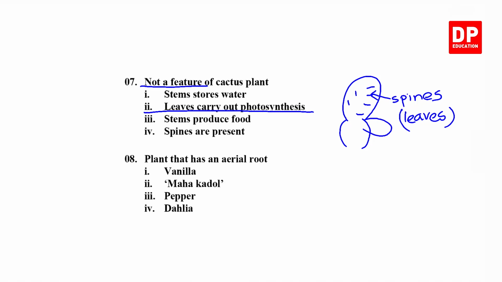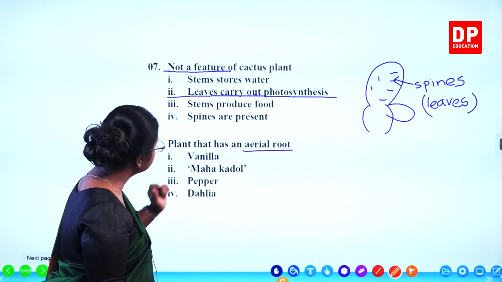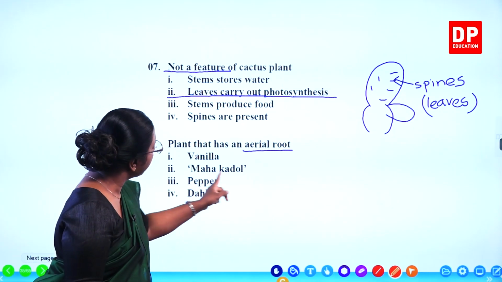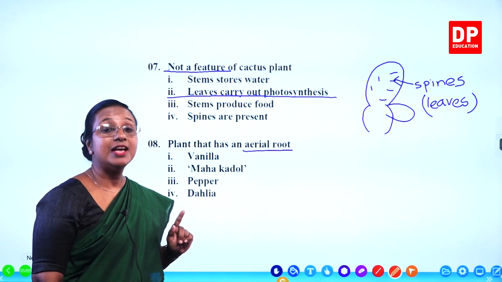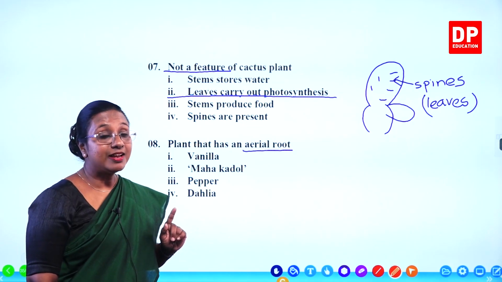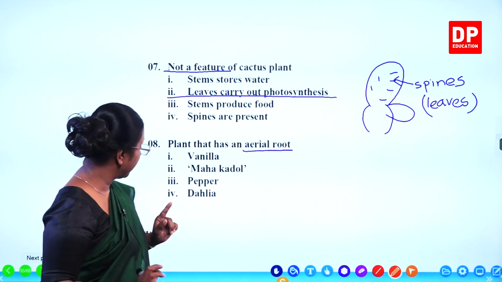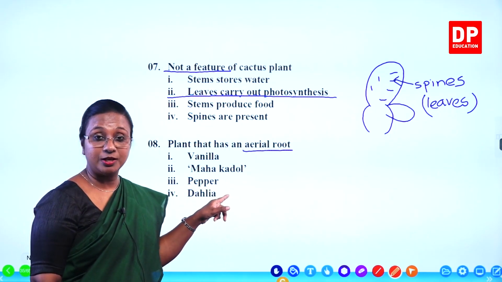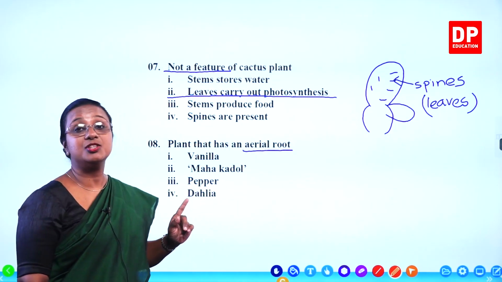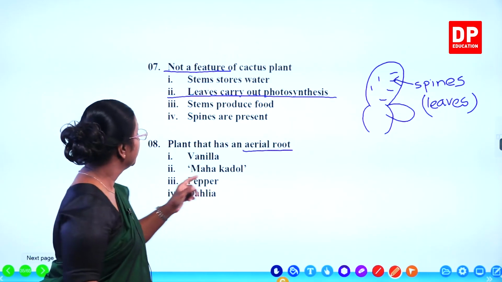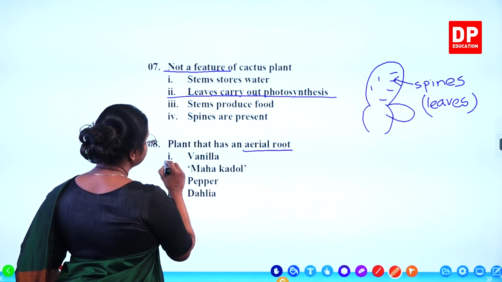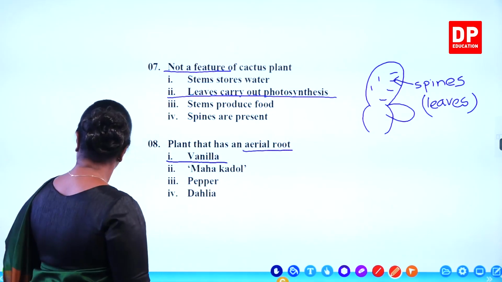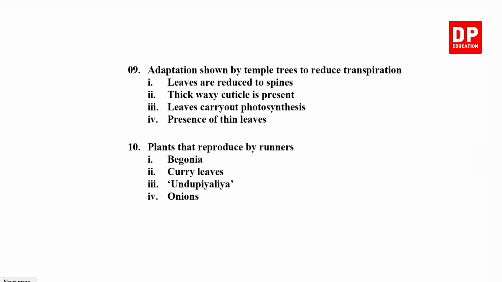Plant that has an aerial root. First one, vanilla. Vanilla has an aerial root. Mahakadol, what does that have? It has respiratory roots. Pepper, it has climbing or clasping roots, and dahlia, they store food in roots. So what is the answer? Plant that has an aerial root, it is vanilla. Then we'll move on to the next question.